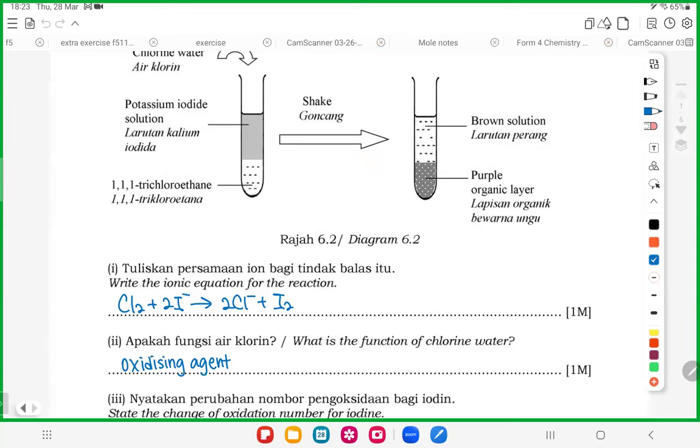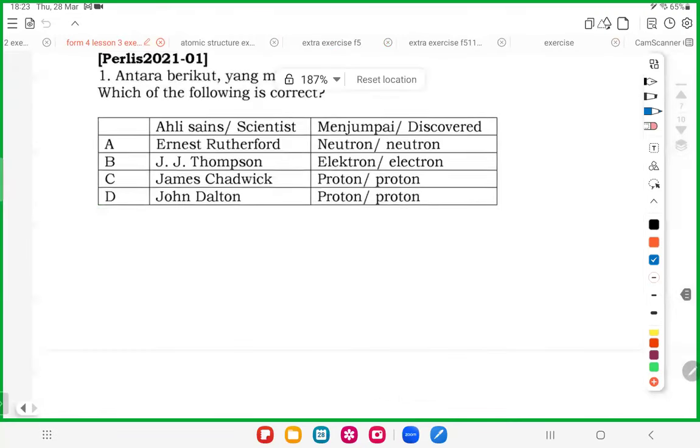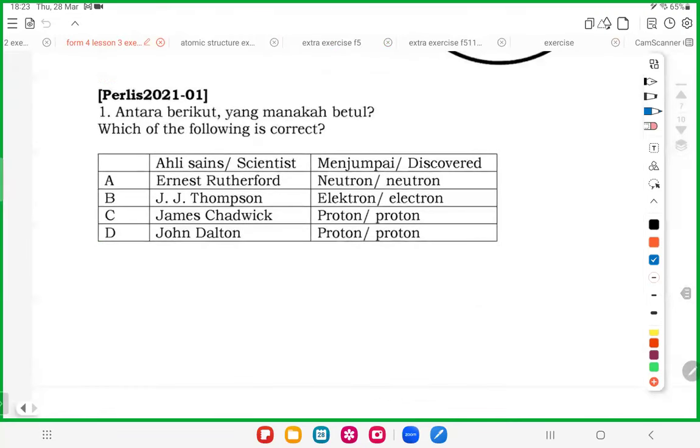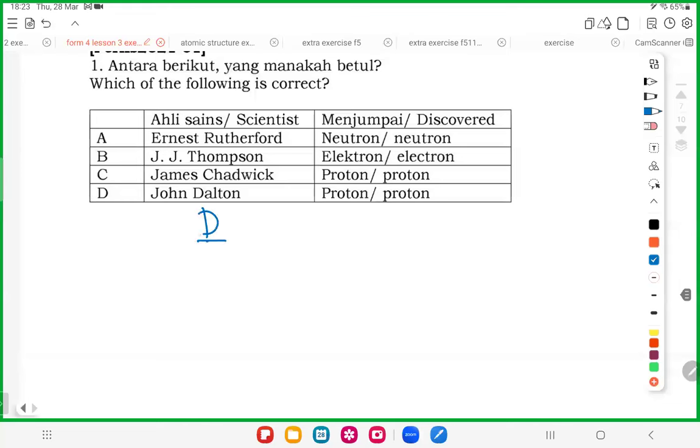Okay, where's the question? Somewhere here. Okay. All right, let's try this. Which of the following is correct? Which of the following is correct? Okay. So let's try this question. This question comes from Perlis, Perlis year 2021, a trial exam paper. Okay, which one is correct? Okay. So don't throw rubbish below carpet. Save Earth, protect Mother Nature.